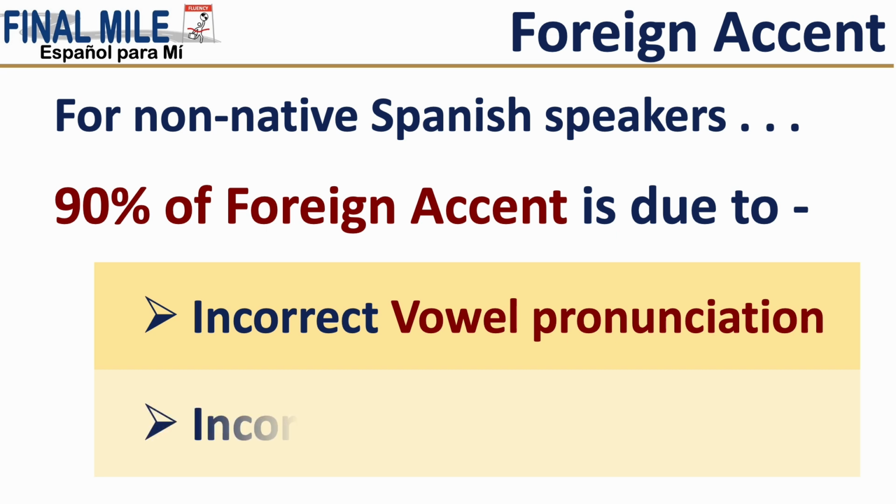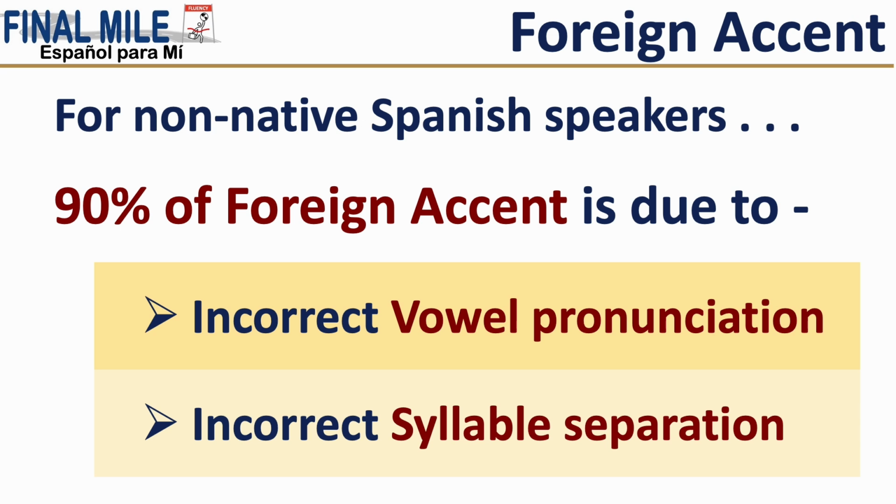Okay, incorrect vowel pronunciation and incorrect syllable separation. If we can get these 2 things right, and that's what these lessons are about, and then there's one more about articulation of R, right? If we do all this right, a natural Spanish accent just naturally falls into place. So with a little bit of effort in learning these rules and practicing them, a natural accent just falls into place.